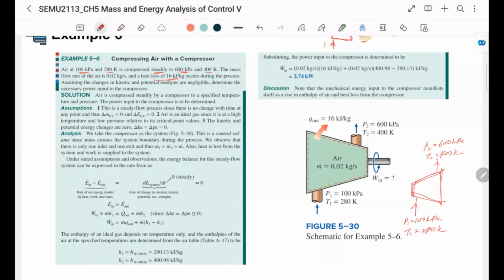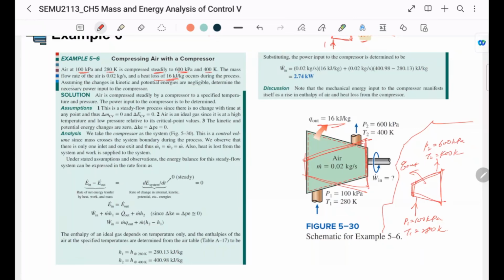And the heat loss is 16 kilojoule per kg. In fact, what is wrong with this diagram is that it needs to be this way around, but it doesn't matter. Let's complete this. So we have Q out. Sometimes the question may ask you to draw a diagram like this, so do try to draw the schematic diagram whenever you solve the problem.